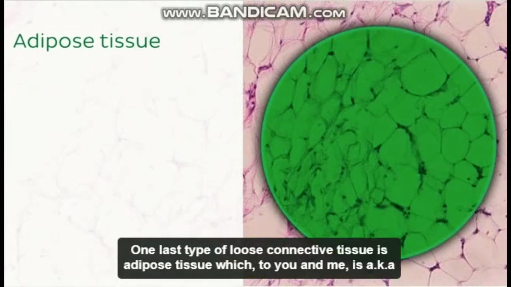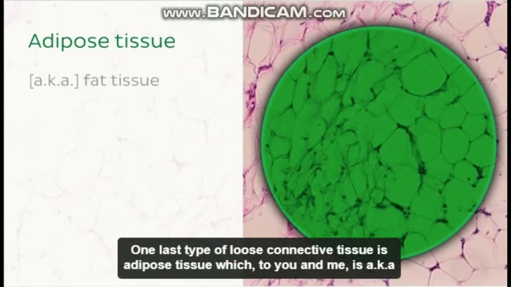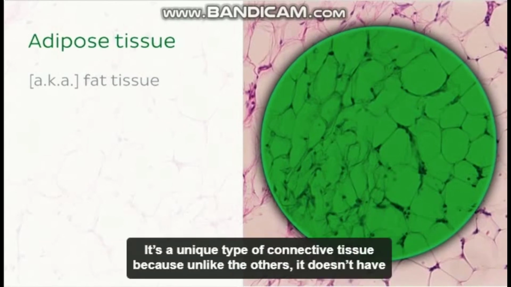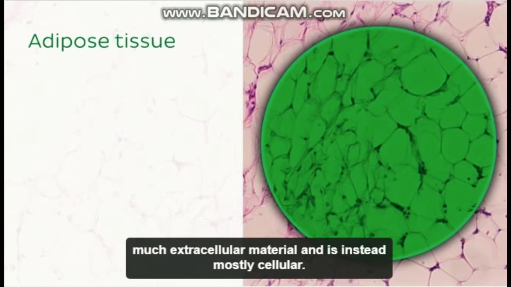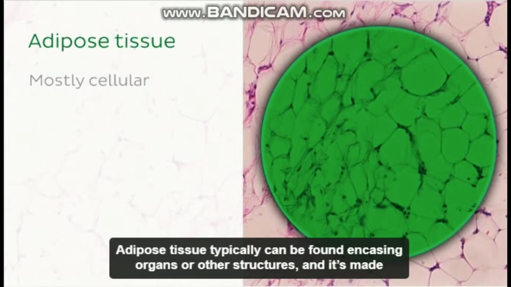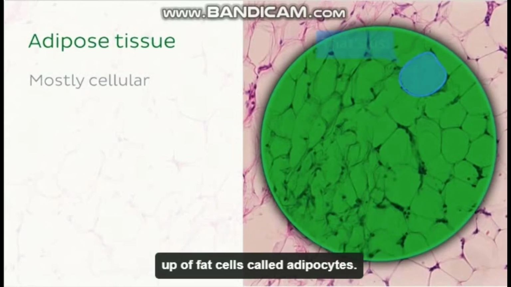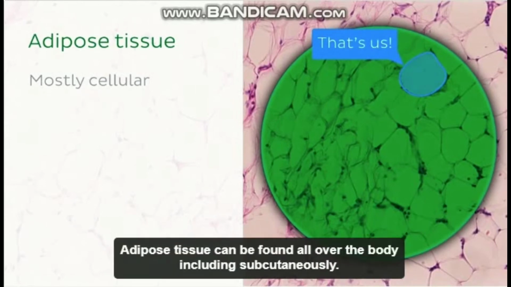One last type of loose connective tissue is adipose tissue, which to you and me is aka fat tissue. It's a unique type of connective tissue because unlike the others, it doesn't have much extracellular material and is instead mostly cellular. Adipose tissue typically can be found encasing organs or other structures, and it's made up of fat cells called adipocytes. Adipose tissue can be found all over the body, including subcutaneously.